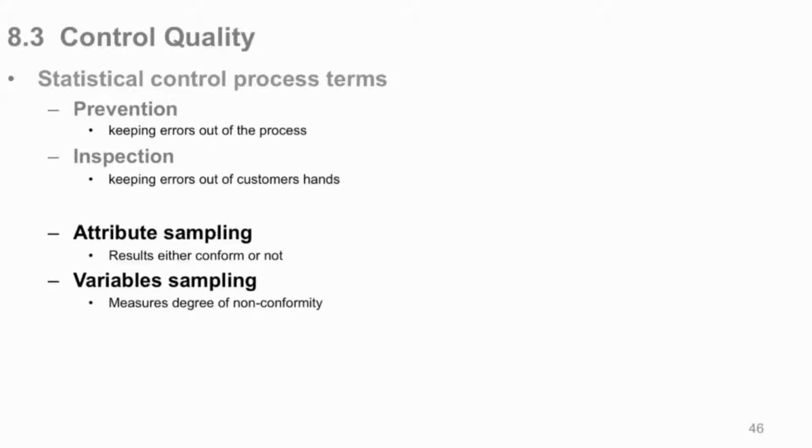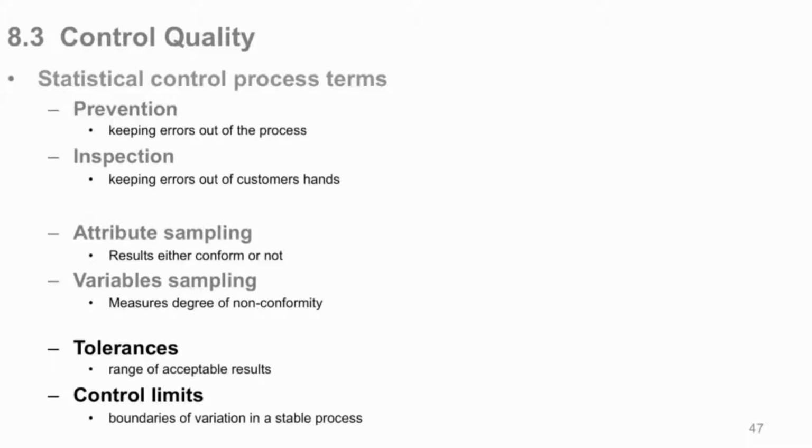Attribute sampling and variable sampling are another set of terms you need to know. And they're out of PMBOK, of course. Attribute sampling: results that either conform or they don't conform. Some attribute you're testing, it conforms to your metric or your benchmark, whatever you're using, or it doesn't conform. Variable sampling measures the degree that it doesn't conform. How badly does it not conform? And there's a tolerance there probably that you need to consider.